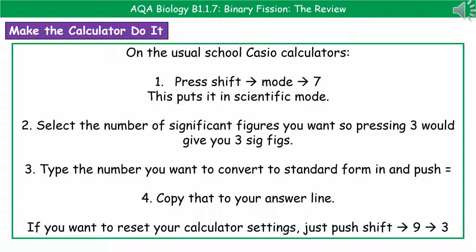You can then select the number of significant figures that you want it to. So if you were to select 3, you'd get 3 significant figures, for example. Once you've done that, all you do is you type in whatever number you've got and then push the equals button, and on your calculator screen, you've got your answer in standard form. So just copy that from your calculator screen onto the answer line and it's finished. If you then want to reset your calculator, all you need to do is Shift 9 and 3. So hopefully that's a little shorthand way to work out your standard form that's going to avoid you sitting there and trying to count how many places the decimal point has moved, etc.